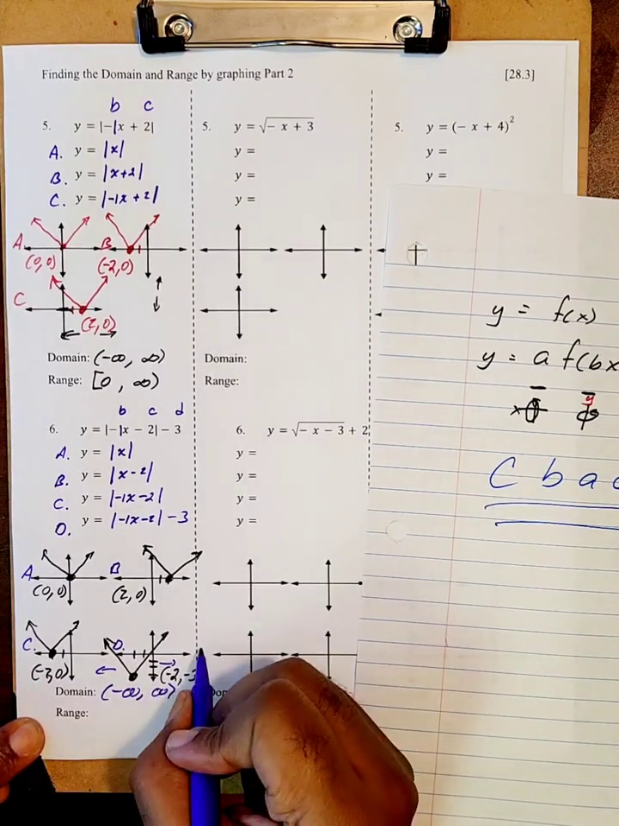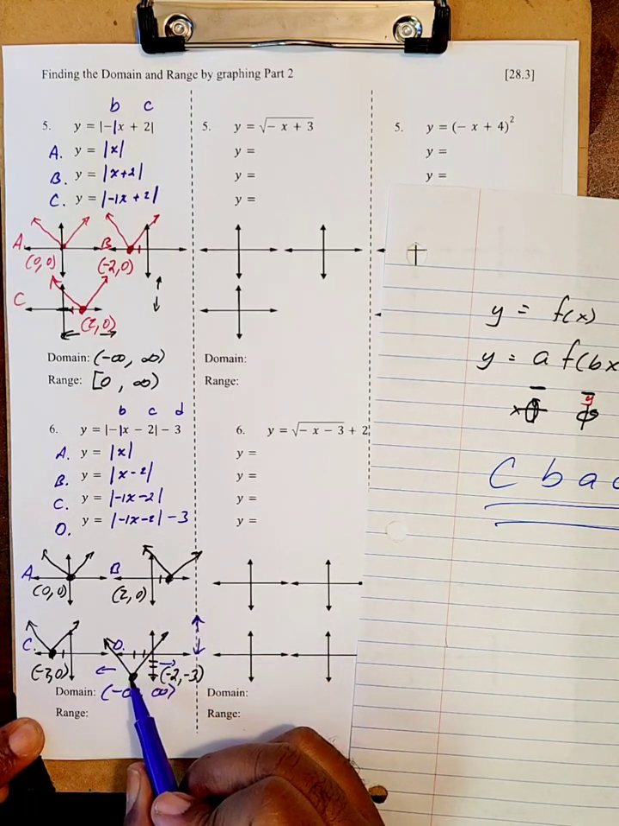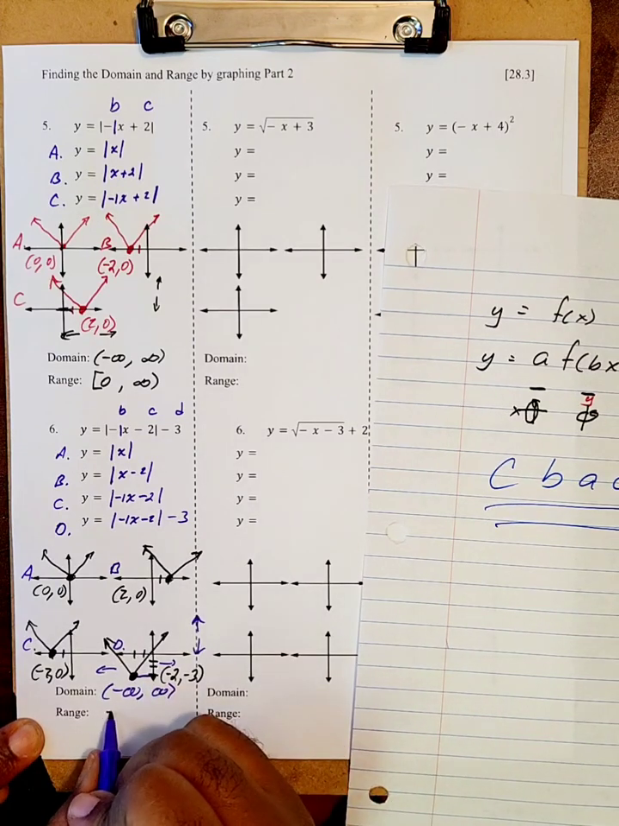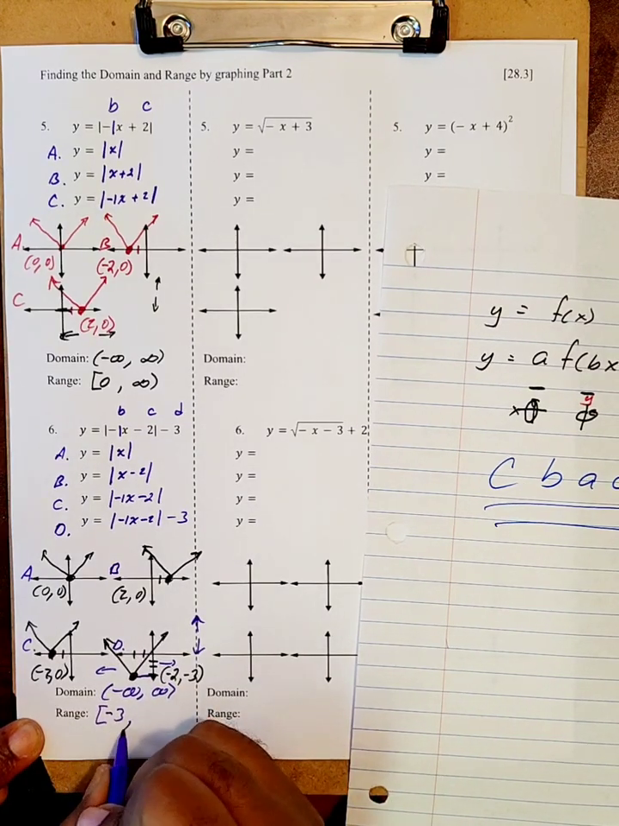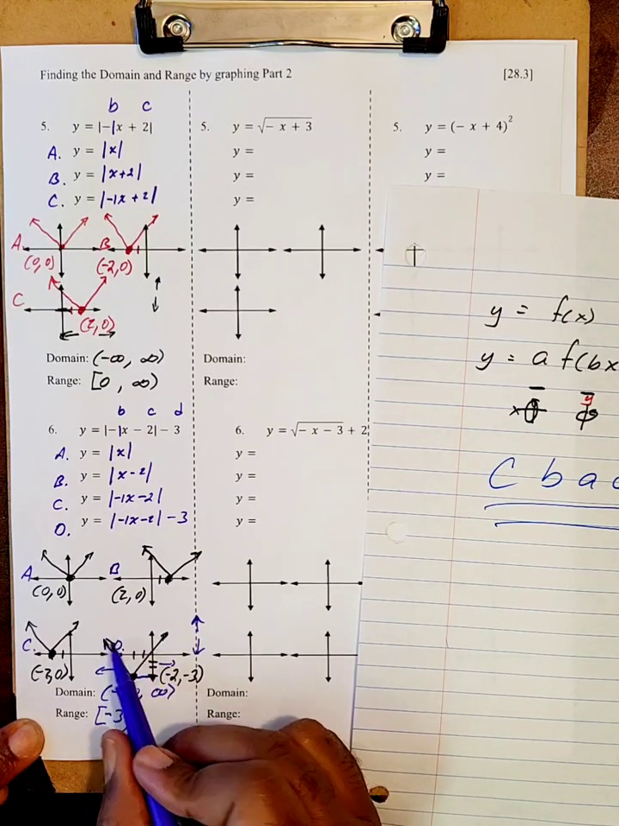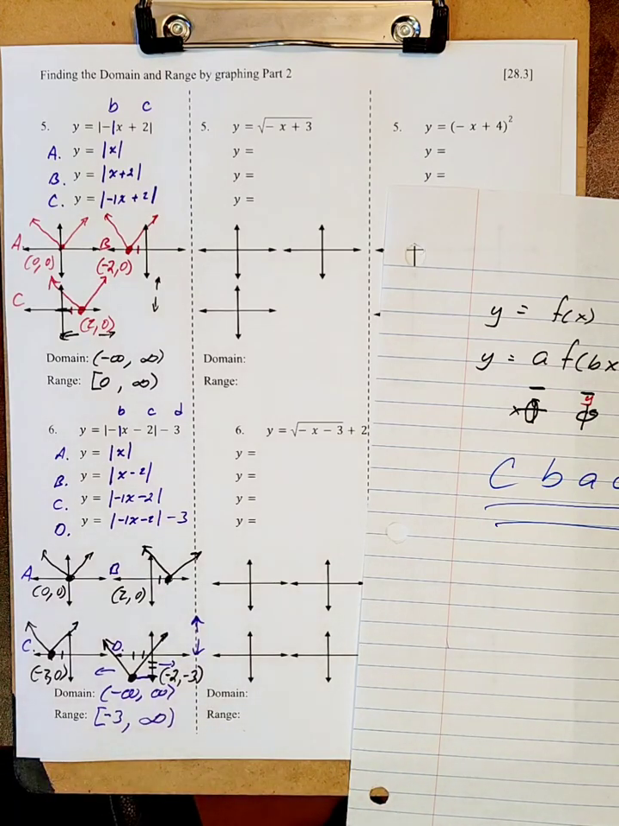For the range, we look at how low the graph goes and how high. The lowest this graph will go is right here, which is about at -3. So we'll put -3 in a bracket. And how high the graph goes, it never stops going higher. There's arrows here. So that's +infinity for the range.